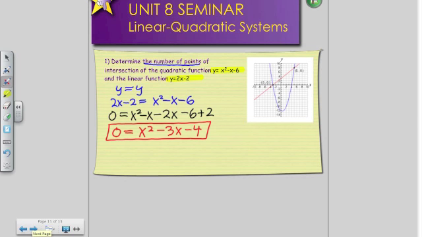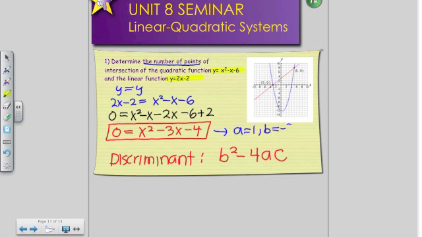And we use the discriminant. You should remember this from last year. The discriminant does not have a square root. It's just b squared minus 4ac. And from this equation, I know that a is equal to 1, b is equal to negative 3, and my c is equal to negative 4. So I'm going to plug that into the equation.